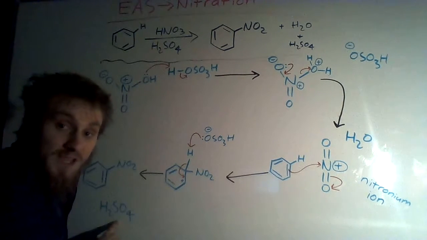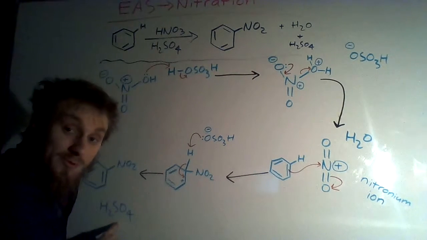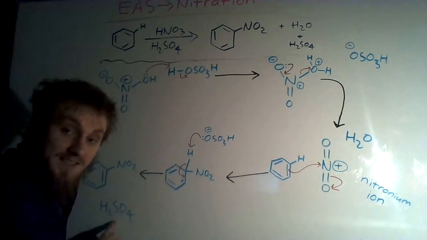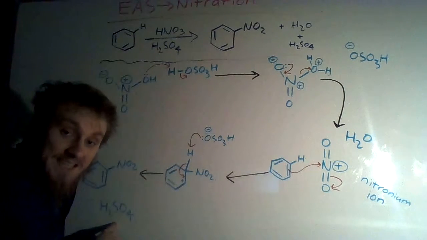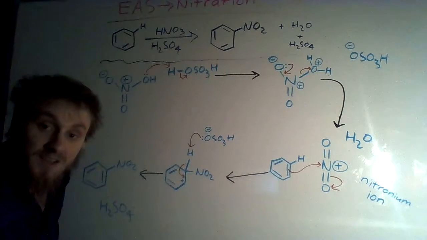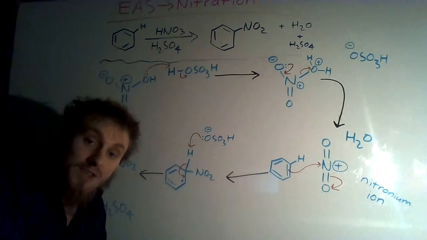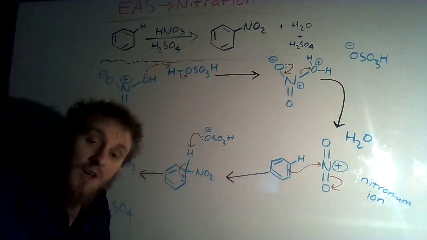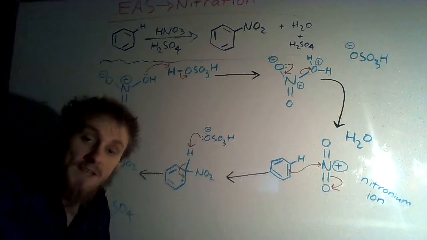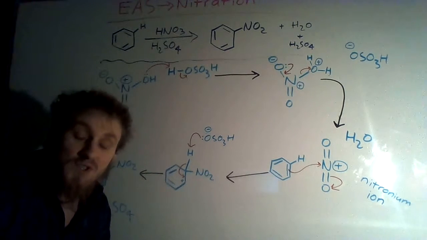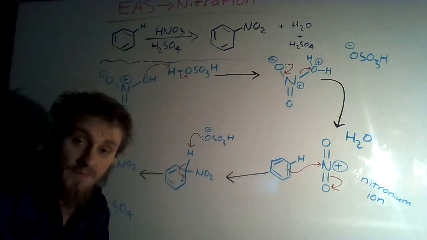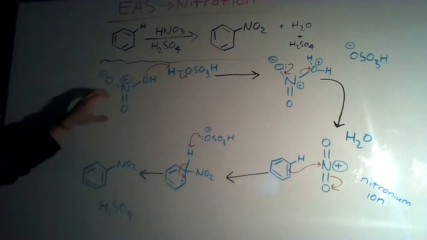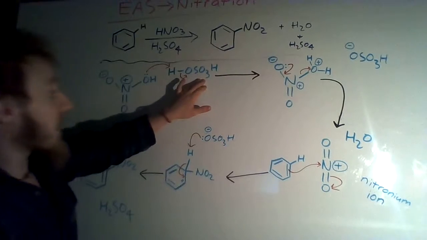So because sulfuric acid was not consumed in the overall process of this reaction, sulfuric acid actually serves as a catalyst. It's a catalytic acid in this nitration reaction. All right, so that's electrophilic aromatic substitutions. Specifically, we're talking about nitration in this case. The first thing we did is we had to generate a good electrophile. All right, so we did that by reacting our nitric acid with our sulfuric acid.